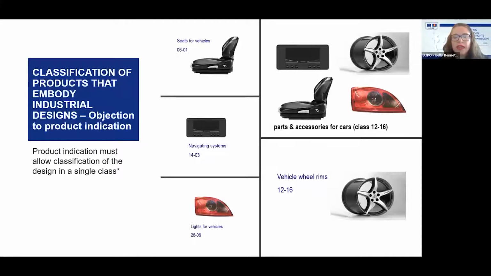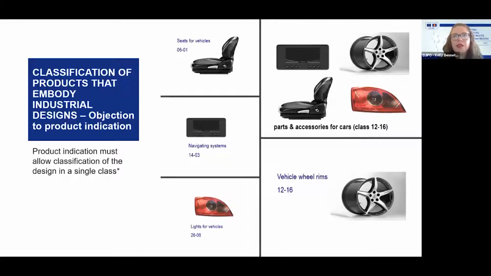This will be the case where the indication is too vague or ambiguous to allow the nature of the products in question to be determined. So things such as gifts or novelty items or souvenirs or electric devices. These are all considered to be too vague to allow classification in a single class. And it will also be the case where the indication concerns a service rather than a product.